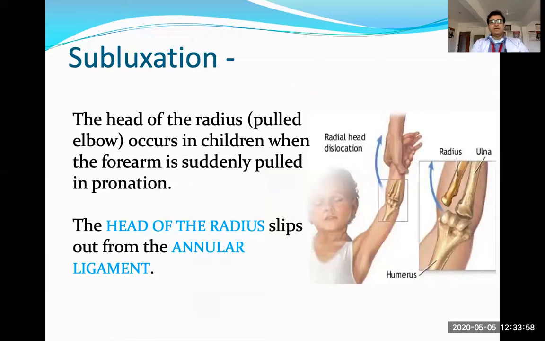Now come to the subluxation. The head of the radius subluxation occurs in children when the forearm is suddenly pulled in pronation. The head of the radius slips out from the annular ligament. You can see over here in the image, the head of the radius is pulled out from the annular ligament, and that is very common in children when we are carrying them by the hand.